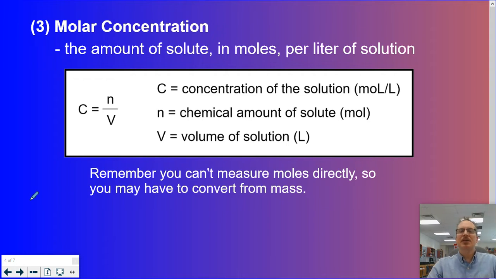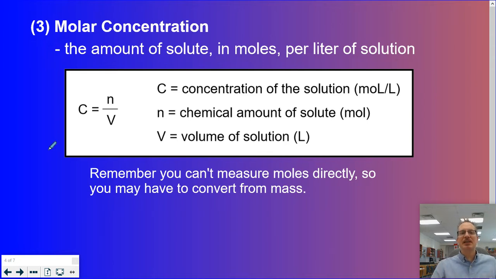Now, if we take a look at molar concentration, the formula sets up very similarly to other formulas we have done this year. Again, C will stand for, in this formula, concentration of our solution in moles per liter. N is still the chemical amount of solute in moles, and V will once again be the volume of the solution in liters. When we say molar concentration, we are talking about the unit in moles per liter.